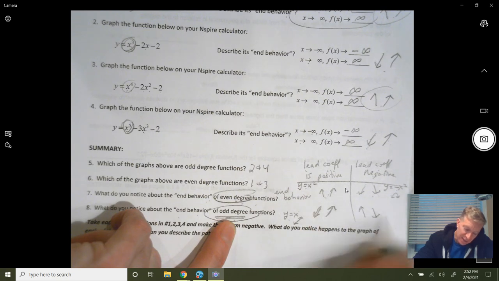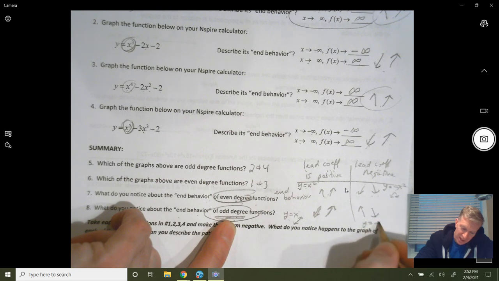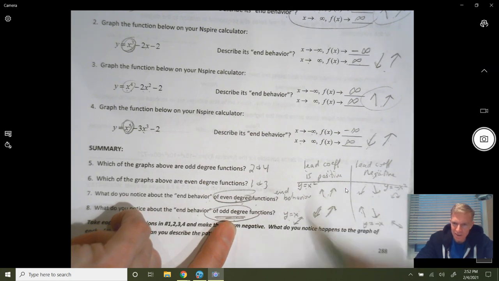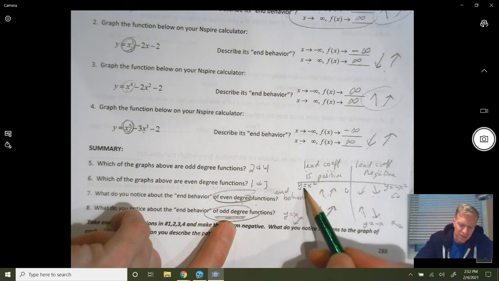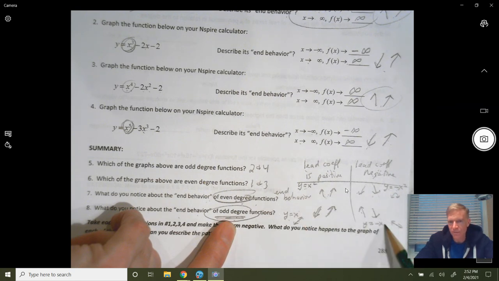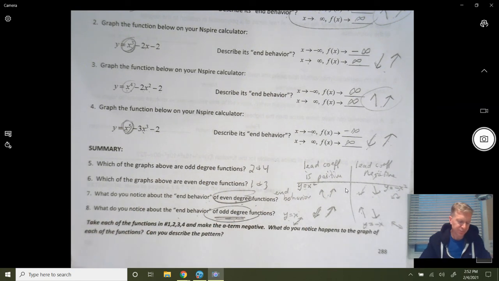And then the easiest odd degree function with a lead coefficient that's negative is something like y equals negative x, which is a line with a negative slope. Just up on the left side, down on the right side. Okay. So instead of memorizing this table, I kind of relate it to the easiest functions I know that satisfy those criteria. Okay. Let's go to the next function.